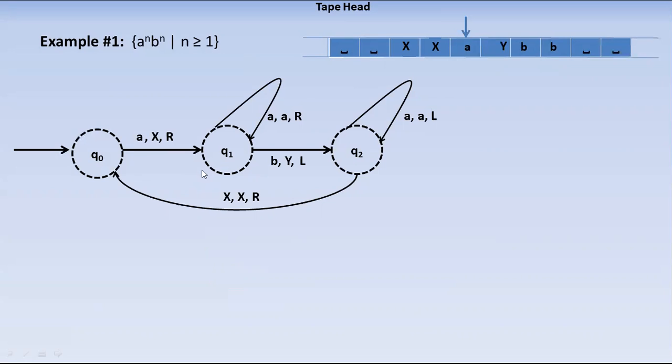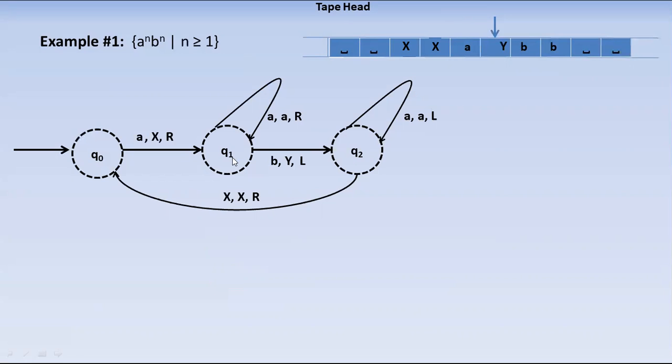So on state Q1, if we find A, then we replace A with A and move right. So after moving forward we got Y. This is the first time it is happening that when we are going forward we got Y. So is this Y something we have to process, or has it already been processed? This Y was previously B, which we processed and changed to Y. So there is no need to process this Y.